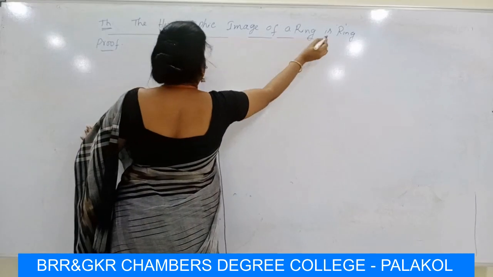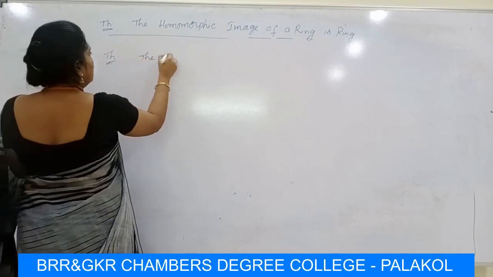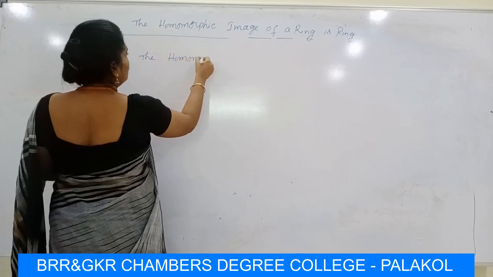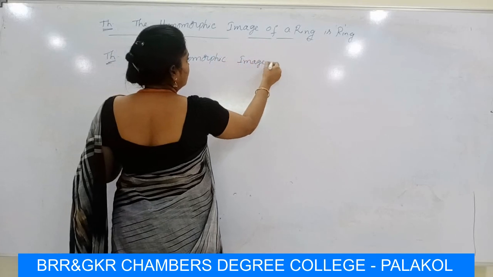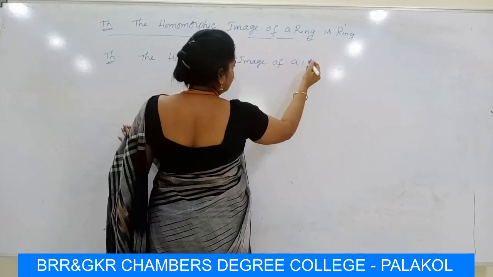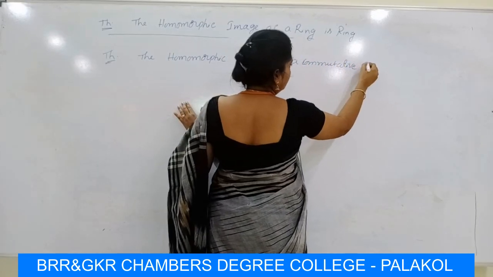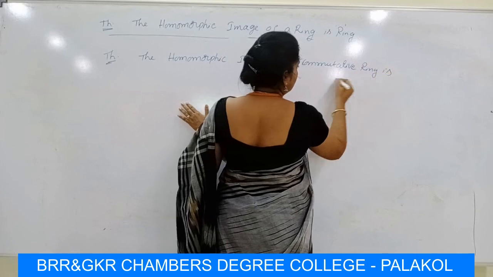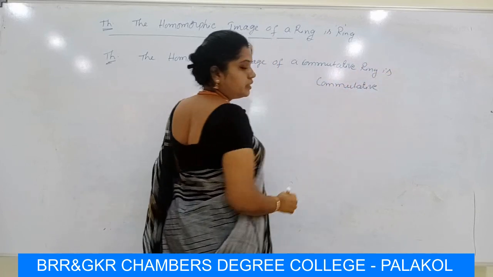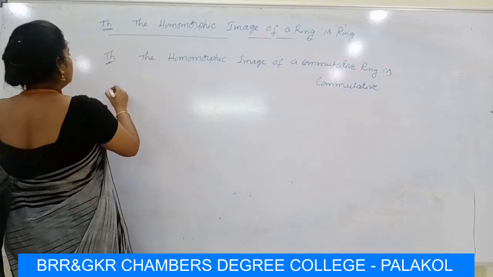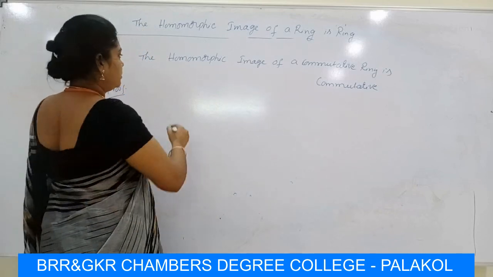So the next theorem is that the homomorphic image of a commutative ring is commutative. Proof: the homomorphic image of a ring is F of R.